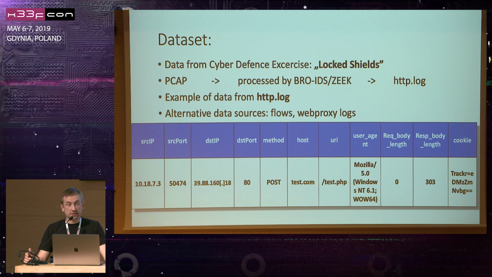What are the alternative data sources? It could also be flows, if you would like to analyze the intervals of connections, but it can also be web proxy logs. You can see in the table what kind of information you can get from one line of the HTTP log. You have information from the flow, like source IP and source port. You can have some HTTP request fields, like cookie or user agent, but you also have information from the body, like the response body length, and all those things can also be used to prepare detections of the beaconing.